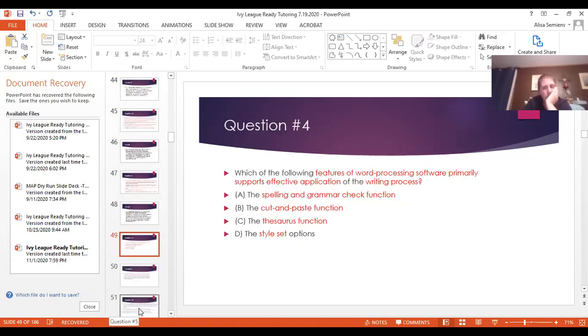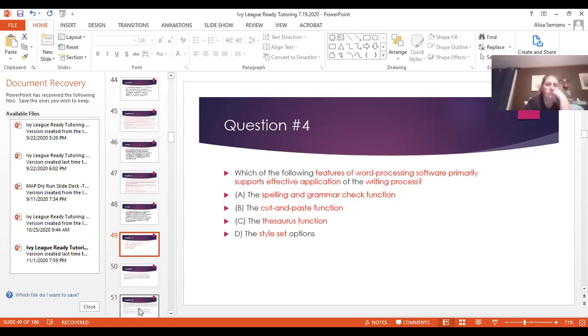Which of the following features of word processing software primarily supports effective application of the writing process? A, the spelling and grammar check function; B, the cut and paste function; C, the thesaurus function; or D, the sound set options. And sometimes the questions are very straightforward, just like this. You either know it or you don't.